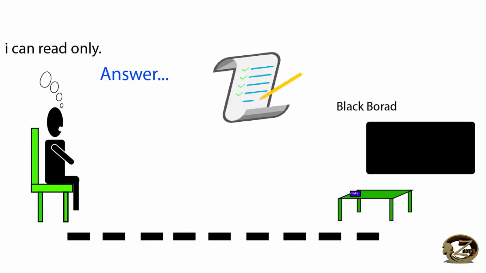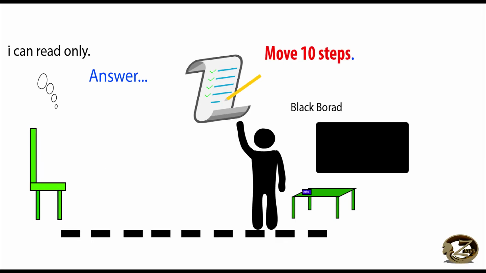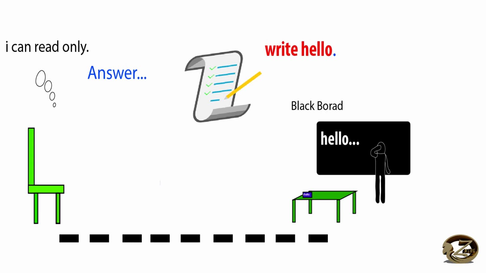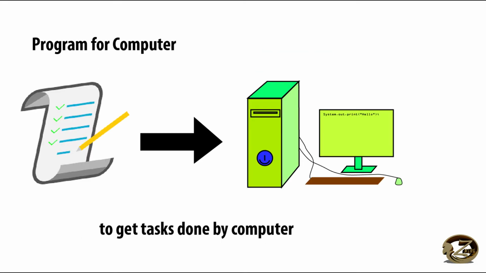One solution can be that to get this task done, you will write a few steps on a page in a specific language which can be understood by that person. Now you may write a few steps, if you are writing in English, like get up, move 10 steps ahead, take a chalk, and write something on that board. It can be your name as well. Similarly, to get anything done by a computer, we write code in the language of that computer, which is Java in our case.